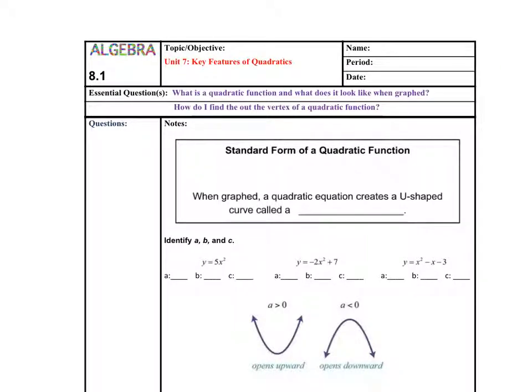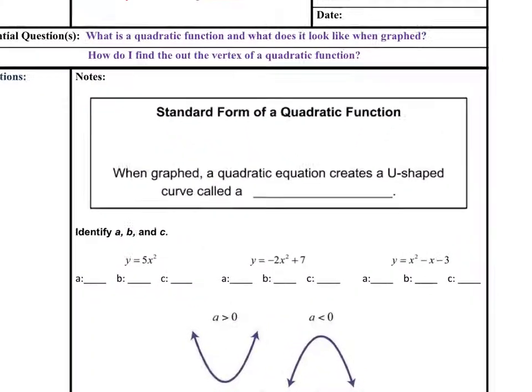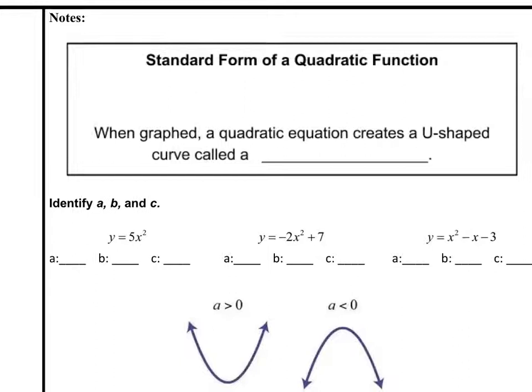has a degree of 2. And so when we're talking about a quadratic, the most standard form, so standard form being like the basic equation for a quadratic, is this: ax squared plus bx plus c. A, B, C are just numbers. X stays as a variable.